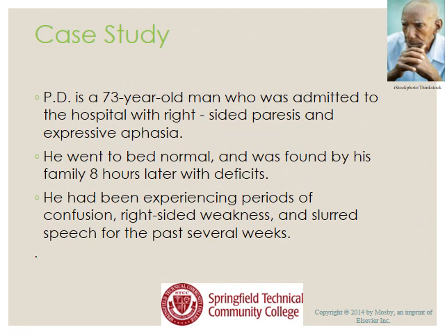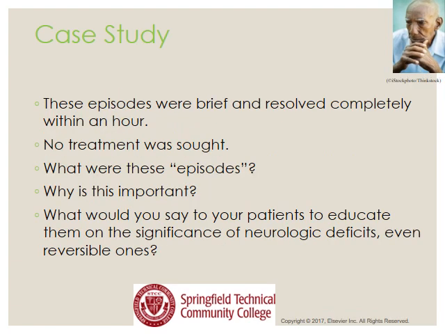So here's our stroke case study. Mr. PD is a 73-year-old man who was admitted to the hospital with right-sided paresis and expressive aphasia. He went to bed normal and was found by his family 8 hours later with these deficits. He had been experiencing periods of confusion, right-sided weakness, and slurred speech for the past several weeks. So these episodes were brief and resolved completely within an hour, and no treatment was sought.